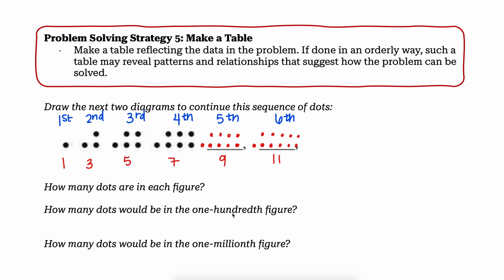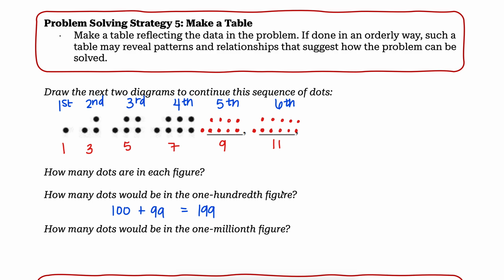So for the 100th figure, if you're continuing that, there would be 100 plus 99 dots, or 199 dots in total. You could do the same thing for the 1 millionth figure. It would be 1 million plus one less than that, so 999,999, for a total of 1,999,999 dots.